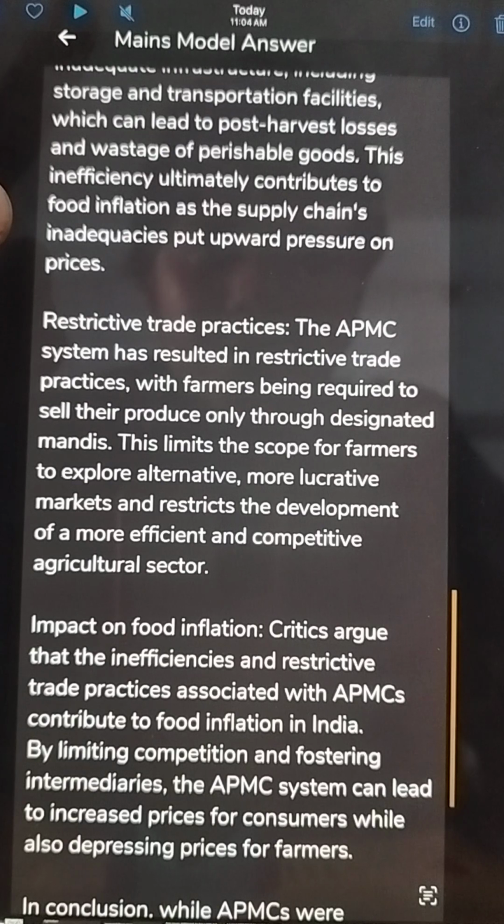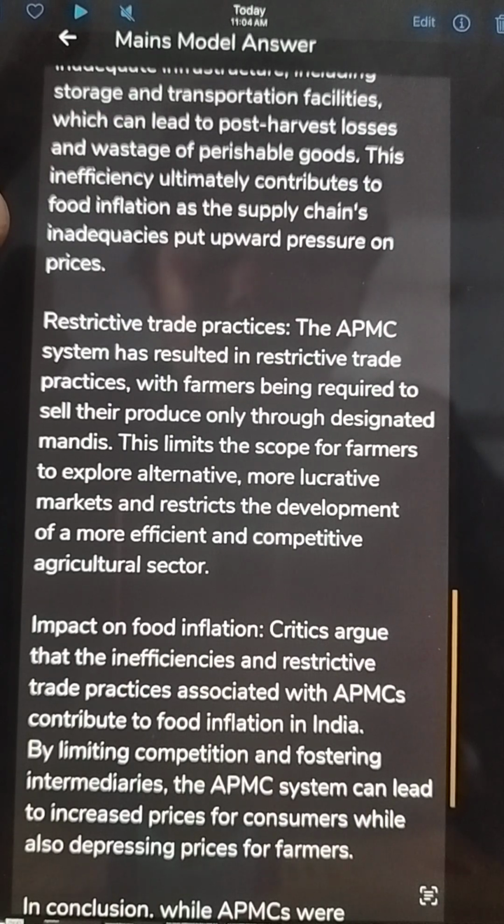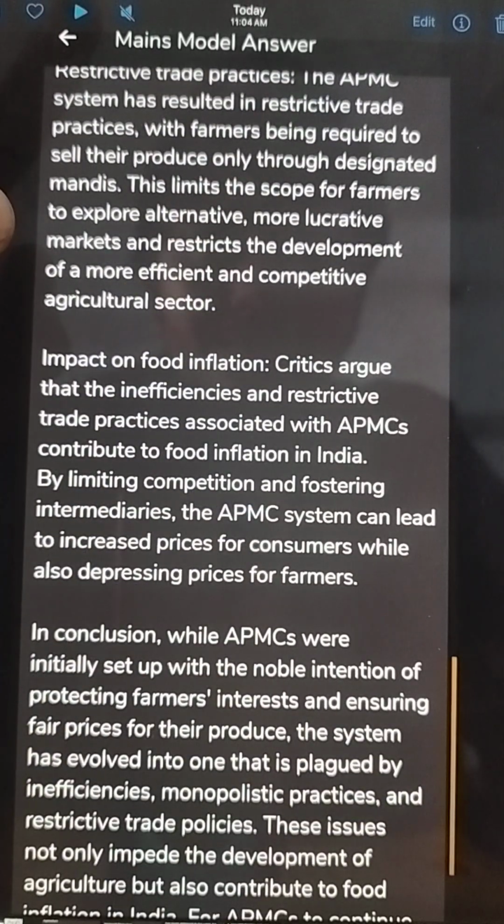Impact on food inflation. Critics argue that the inefficiencies and restrictive trade practices associated with APMCs can contribute to food inflation in India while limiting competition and fostering intermediaries. The APMC system can lead to increased prices for consumers while also depressing prices for farmers.